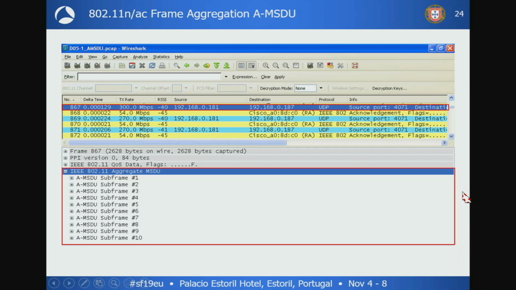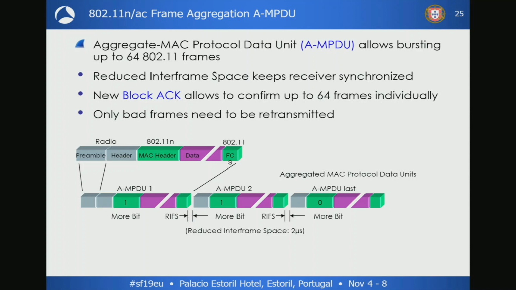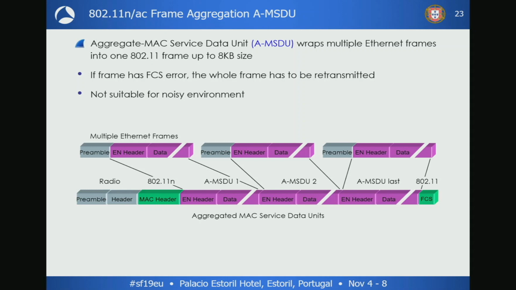Frame aggregation. Two ways of frame aggregation have been defined. The one is not very popular. They decided to put multiple packets into one big packet. It's called MSDU, MAC Service Data Unit. That means you can save radio headers. You do not have to wait for the air to become available, because once you have the air, you can send up to 8 kilobytes. So you only have one header, and as long as nobody disturbs you from a non-Wi-Fi device, you can send.